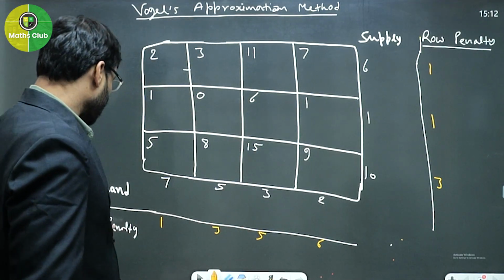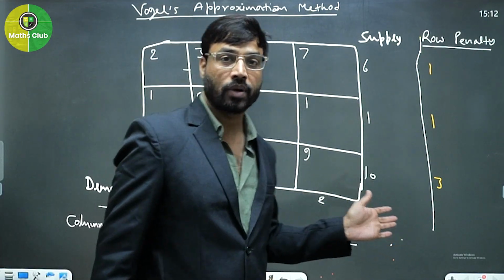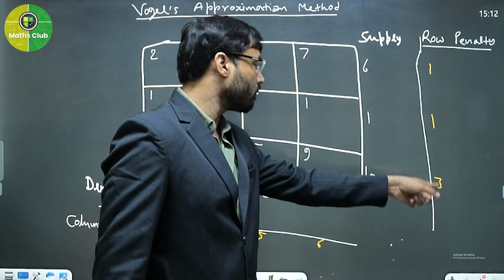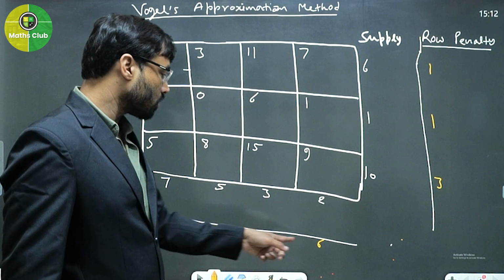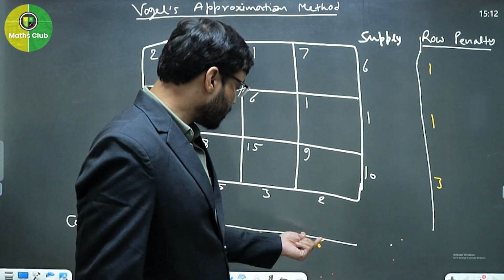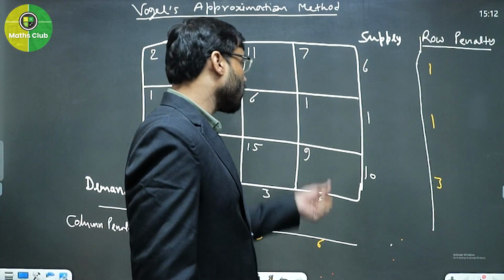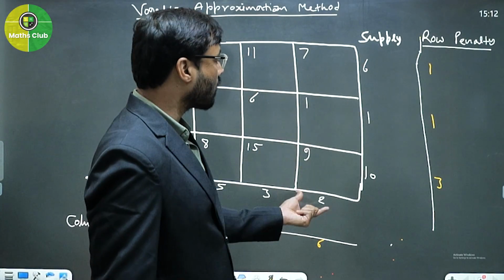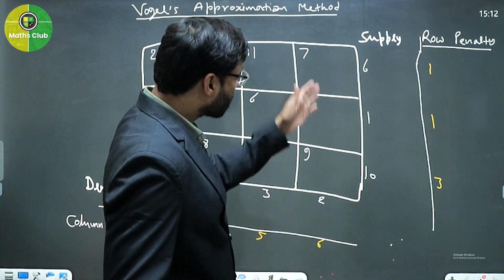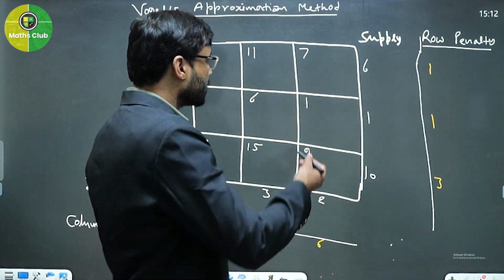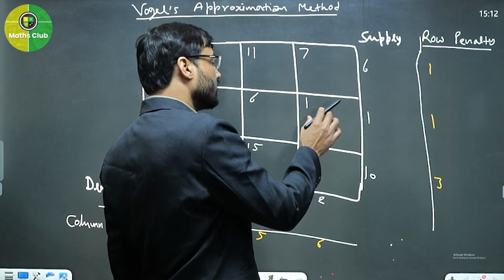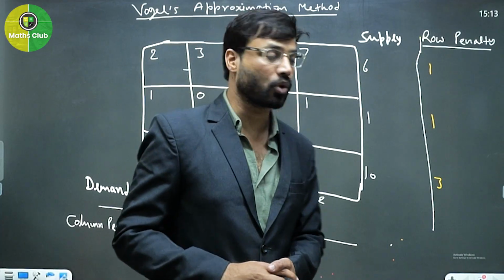After writing all the row penalties and column penalties, we have to choose which one is the maximum. Which one is the maximum among these: 1, 1, 3, 6, 5, 3, and 1? So obviously 6 is the greatest penalty. We are getting the 6 in a column, so we have to select the column. In this column we have to allocate as much as possible. After selecting the column, see which one is the minimum cost. So obviously 1 is the minimum cost. So in this cell you have to allocate as much as possible.